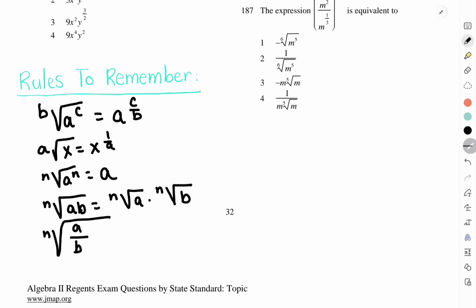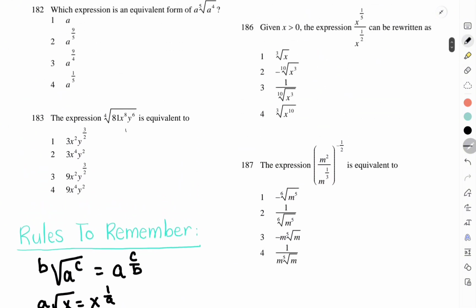If you have two numbers under one root, you have to apply the root to both numbers. Same thing if you were dividing them. Now let's get started with some questions.